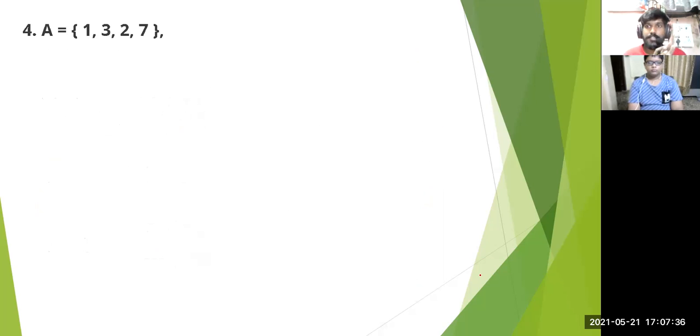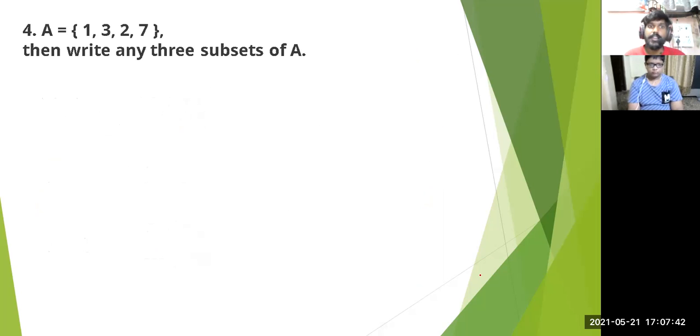Fourth sum of practice set 1.3. A is {1, 3, 2, 7}. Write any three subsets of A. Any three. Can you tell me anything? But it has to be a subset of A. Unmute yourself. {3, 7}. Give the set a name. Let's say B. So therefore B is a subset of A.